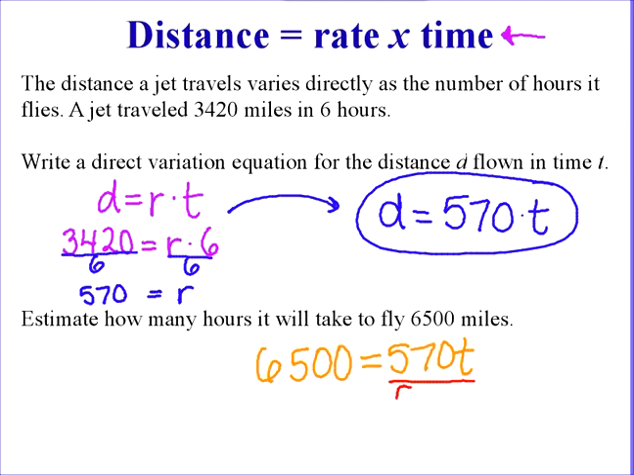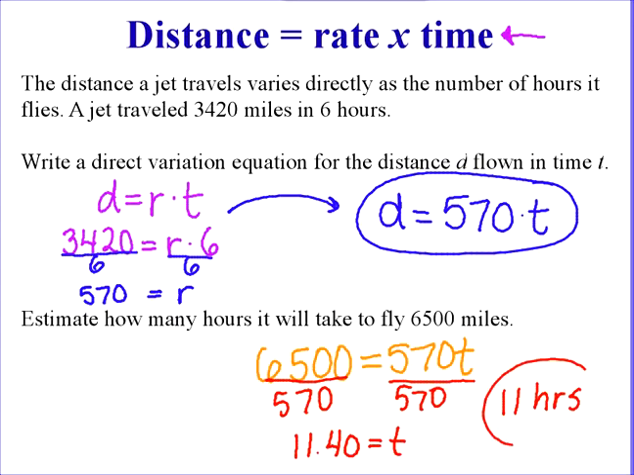How do you solve that? Divide by 570. And how many hours does it come out to be? 11.40. So they said estimate how many hours, so roughly you're looking at about 11 hours. It probably is a little more than 11 hours. Okay, but since this says estimate, we're not looking for an exact answer, so that's why we need to answer 11.